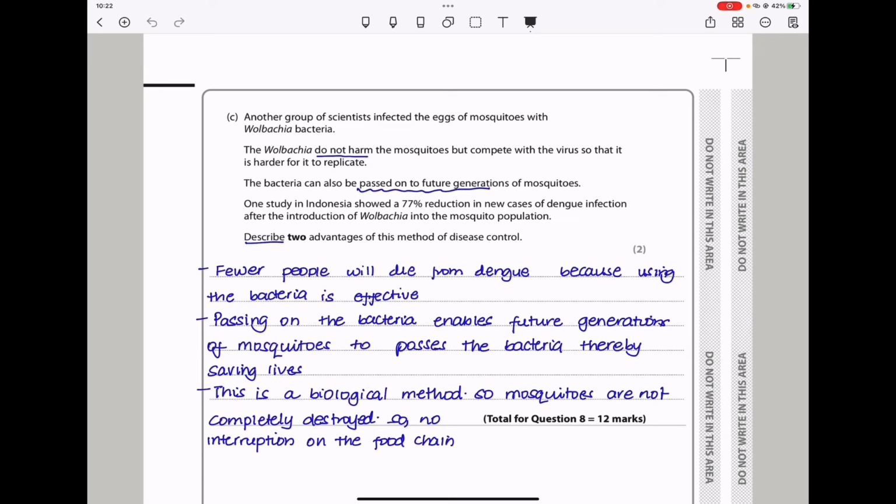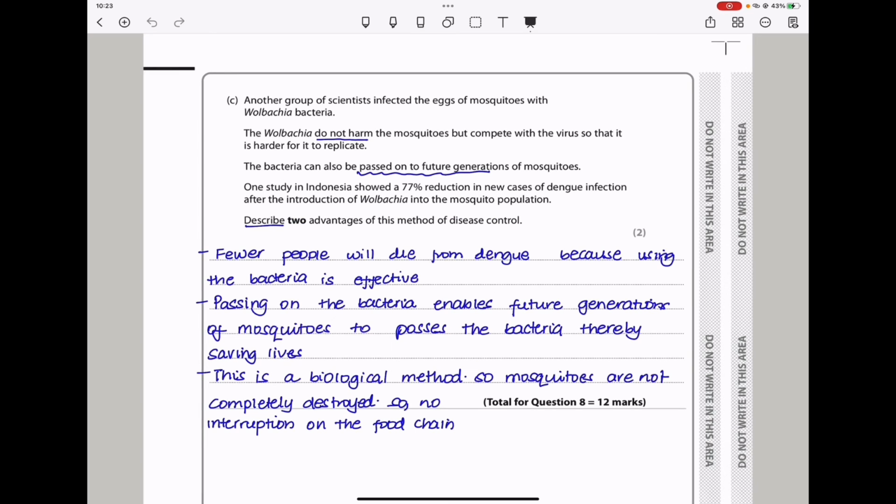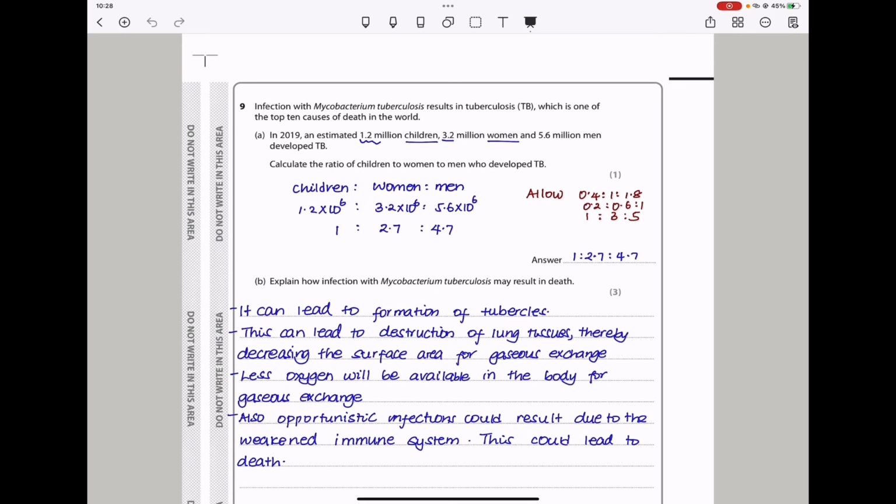This is a biological control, and the advantage is fewer people are going to die from dengue because using a bacteria is an effective method, and also because the bacteria is passed on to future generations, so we can see future generations of mosquitoes who possess the bacteria, thereby saving lives, and actually will not repeat the process of reintroducing the bacteria. Then this is a biological method, so mosquitoes are not completely destroyed. Remember, mosquitoes also have their own advantages in the food chain, so mosquitoes are not completely destroyed, so no interruption on the food chain.